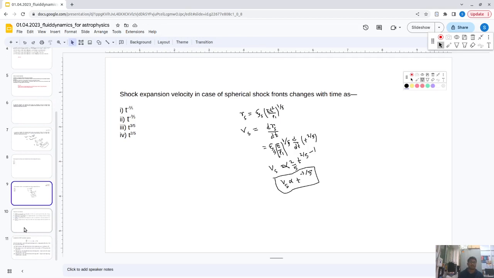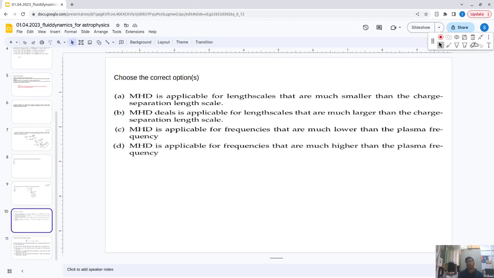Now the next question is, until now we never considered the magnetic field. What we are considering is hydrodynamics, fluid dynamics, right? There is nothing called magnetic field in those things. Now we are entering a regime of MHD. So MHD means magnetohydrodynamics.